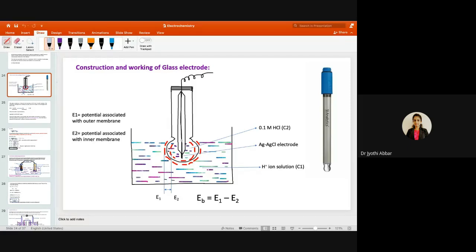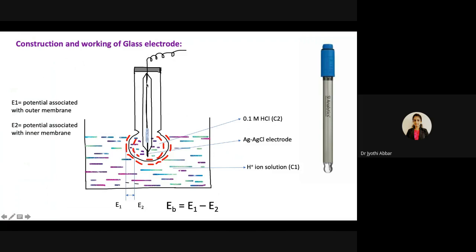So this is actually Ag wire. On that Ag wire, AgCl will be coated, and then this entire tube will be filled with the KCl solution. So it will be an Ag wire in this glass tube, and on the Ag wire, AgCl will be coated, and then the rest of the part will be filled with the KCl solution. So this is the Ag/AgCl electrode.